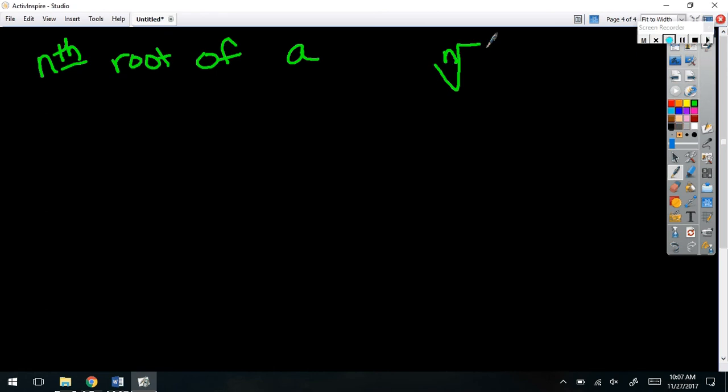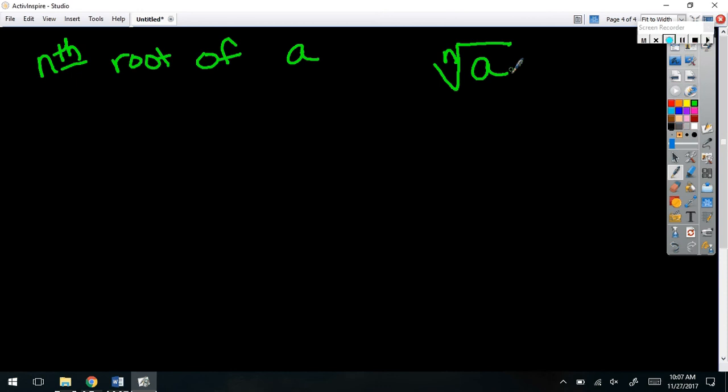Let's say, and I'm going to set it up this way. Don't start yelling and hollering when I do, because this is the way your homework's set up. They ask you to find the nth root of A. They'll give you an N and an A and ask you to simplify without a calculator.